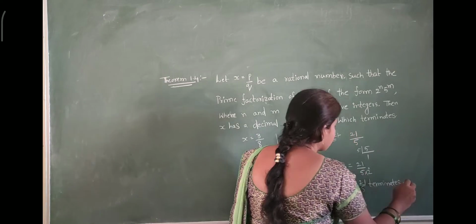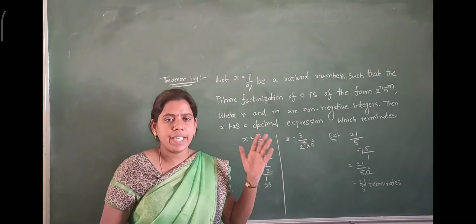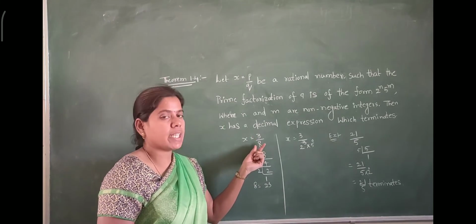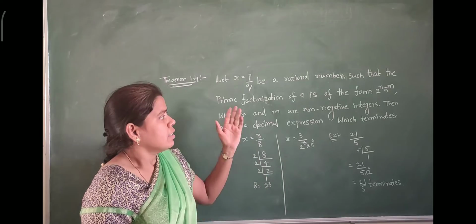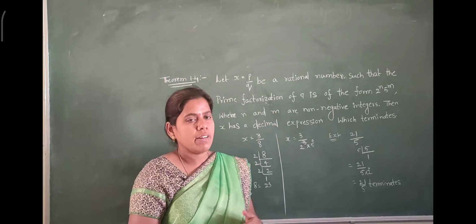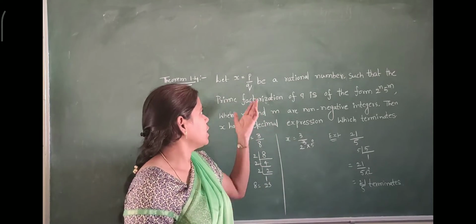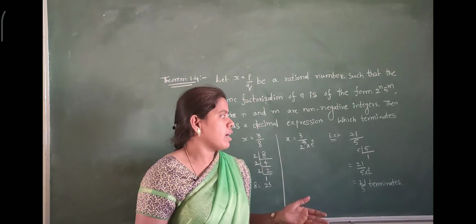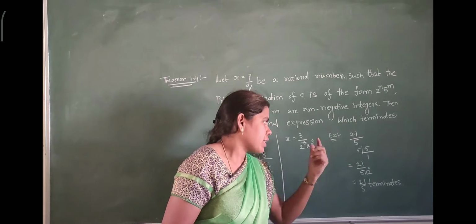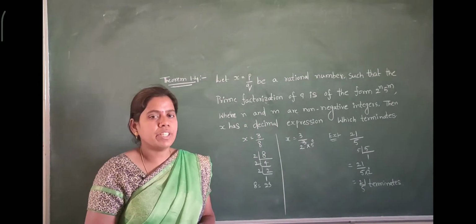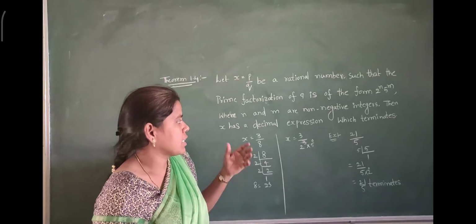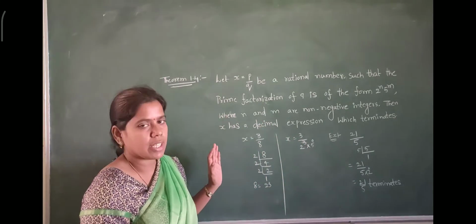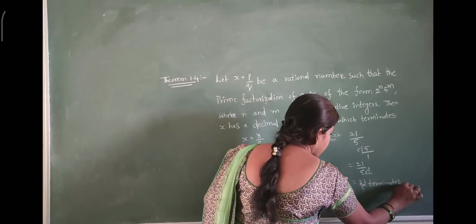That means if you take any rational number, and the prime factorization of the denominator can be expressed as a product of 2s and 5s, then that rational number terminates. If we can't write the denominator in the form of 2 to the power of n into 5 to the power of m, then it does not terminate. This is our theorem. Did you understand?